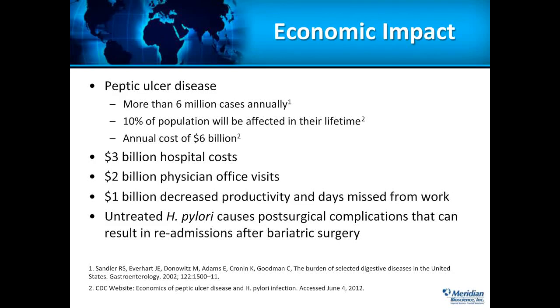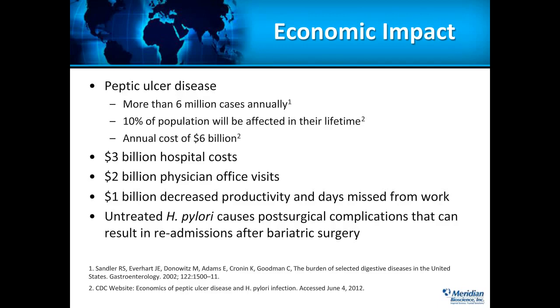In terms of economic impact, given the sheer high prevalence of H. pylori and given the diversity of disease states that it causes, it is not surprising that it has a tremendous economic impact. Peptic ulcer disease affects more than 6 million Americans every year. In fact, about 1 in 10 Americans at some point in their life will suffer from peptic ulcer disease. The annual cost of this disease is about $6 billion. Half of this expenditure is in hospital costs.